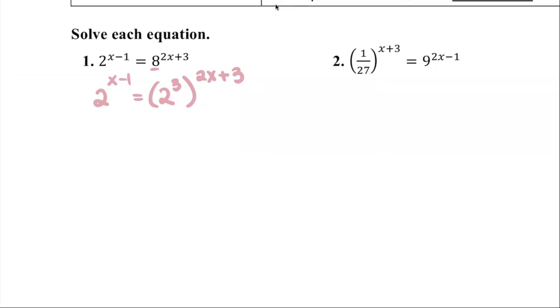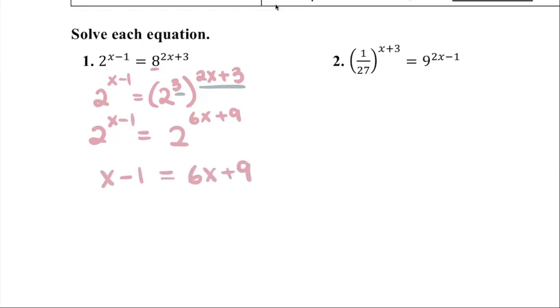So from here, now we have 2 to the x minus 1. Now, when you have an exponent to an exponent, remember you multiply. All right, we multiply. So then this is going to be 2. I'm going to distribute that 3 to the 6x plus 9. All right. And now that I have the same base, I can just focus on the exponents. X minus 1 is equal to 6x plus 9.